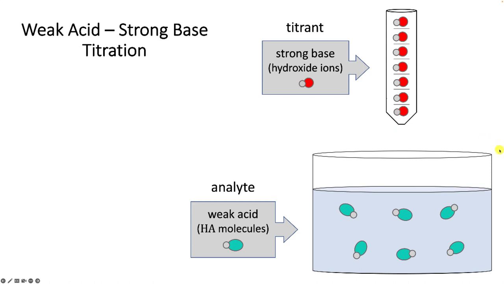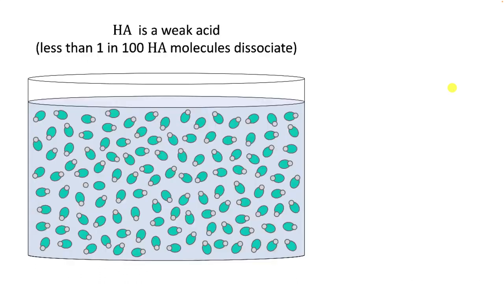This is a look at a weak acid strong base titration at a particulate level to see what is going on during the titration. And we are titrating a weak acid, that's our analyte, the thing we're analyzing, with a strong base, that's our titrant, the thing that we are adding. And first of all, a point of clarification.